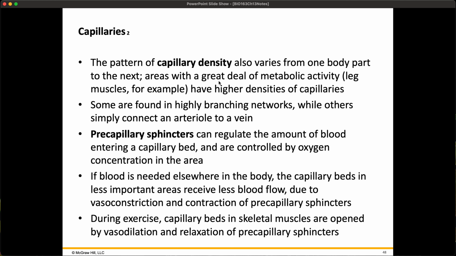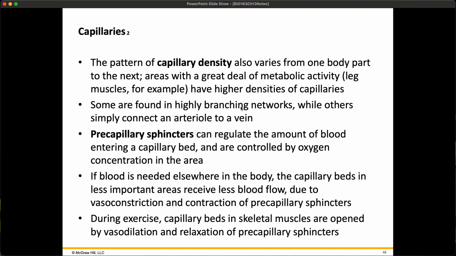Capillary density varies from one body part to the next. Areas with a lot of metabolic activity, things like your leg muscles, have more capillaries, while others that aren't as metabolically active may not have quite as many capillary beds. A good example would be the muscles in your eye. They're pretty small and do small movements. A lot of times if you're going to look at something to the side, you're eventually going to turn your head so that your eyes are pointing straight ahead. So they tend not to have to work a whole lot, unless you're just really busy rolling your eyes. So density is related to metabolic activity: the more active something is, the more vascularized it is.